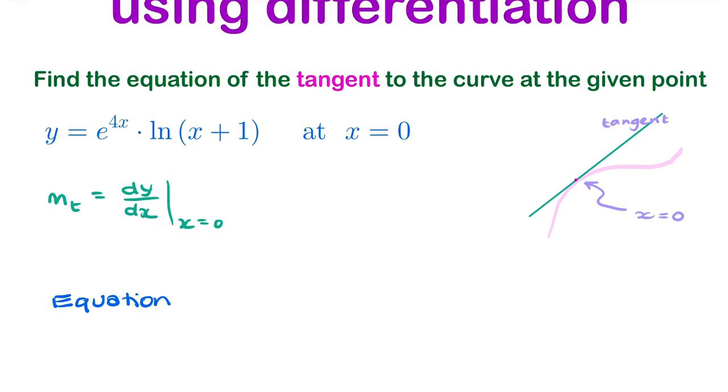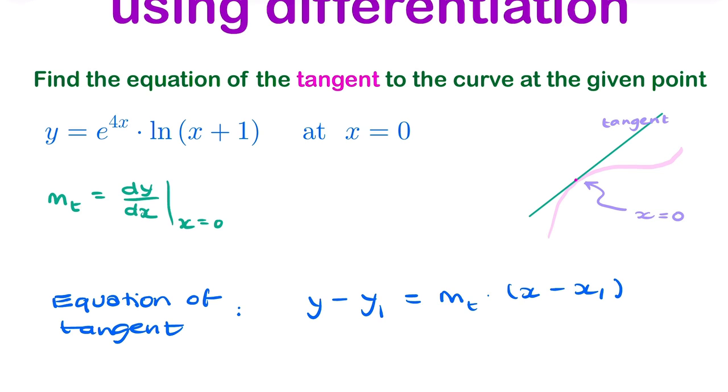So the equation of the tangent is going to look like y minus y1 equals the gradient times x minus x1. Now we can get the gradient from dy by dx. We know x1 because it's given in the question, x equals 0, but we still need to find y1. And we can find y1 by substituting x equals 0 into the original expression.